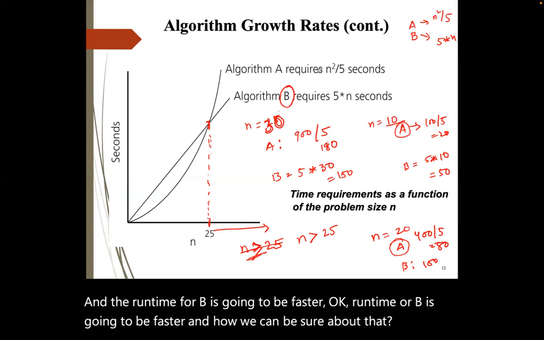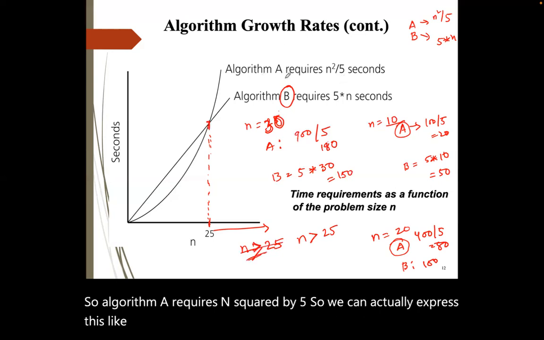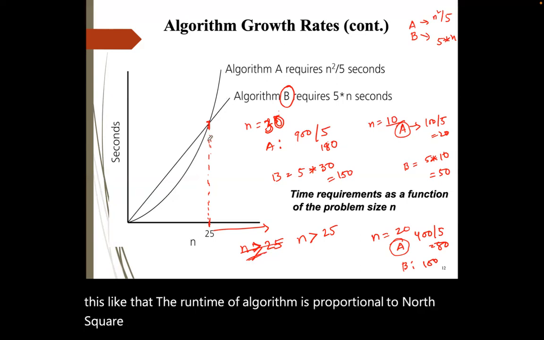So algorithm A requires n squared by 5. So we can actually express this like that. The runtime of algorithm A is proportional to n squared. Now, a plot of n squared is going to actually increase. It's like that. Okay.